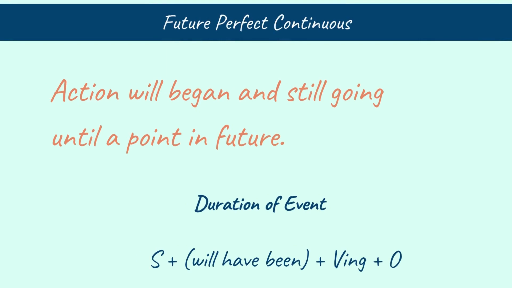If the action will begin and still going on until a point in future, and if more importance is given to the duration of the event, then it comes under future perfect continuous tense. The structure is subject plus will have been plus verb's ing form plus object.